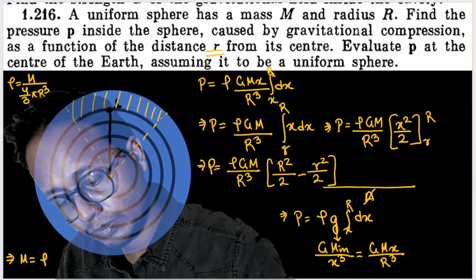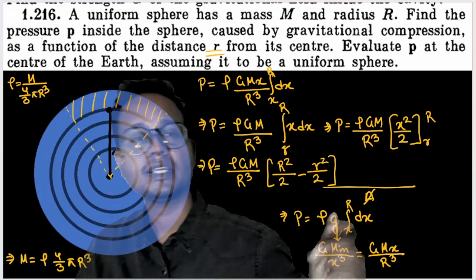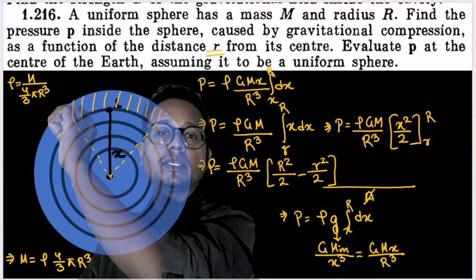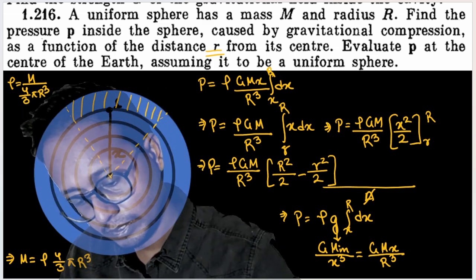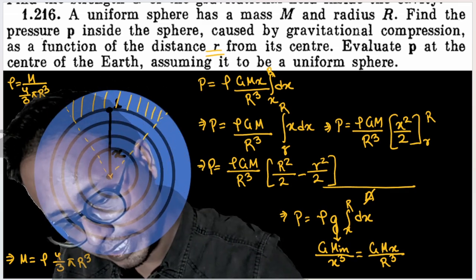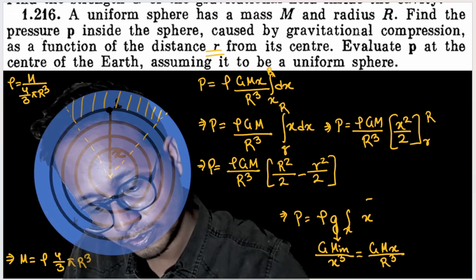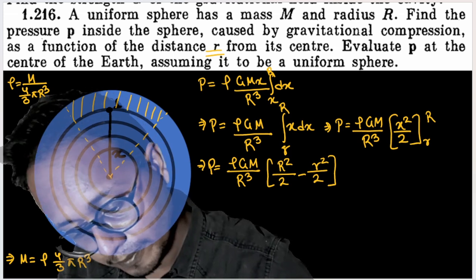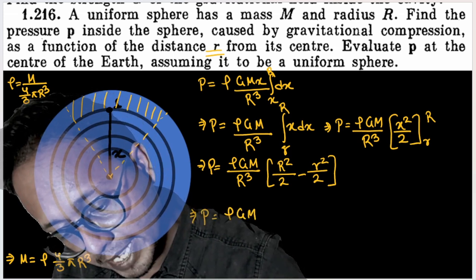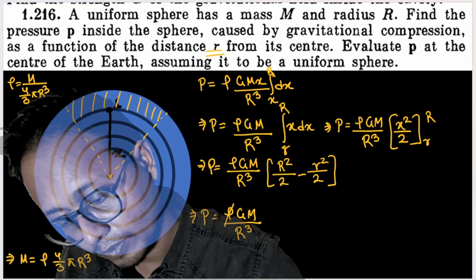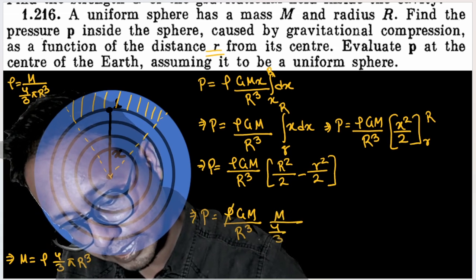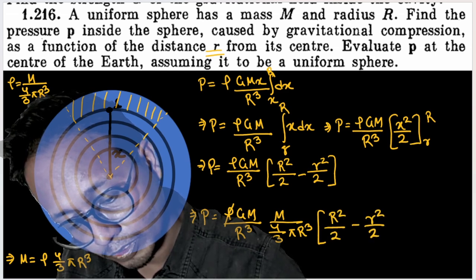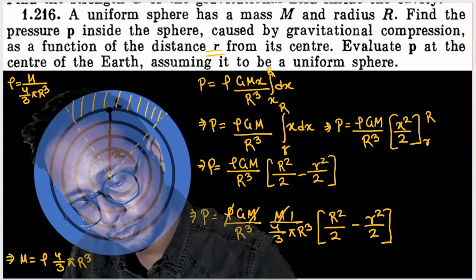So mass is equal to density into 4 by 3 pi R cube. I'm just substituting the value of rho out here. So rho is equal to mass by volume. Let me raise the bottom part also. So pressure is equal to rho GM by R cube, and I'm substituting the value of rho as mass divided by 4 by 3 pi R cube, into R square by 2 minus r square by 2, because I don't like the term of density. Capital M and small m would become M square.